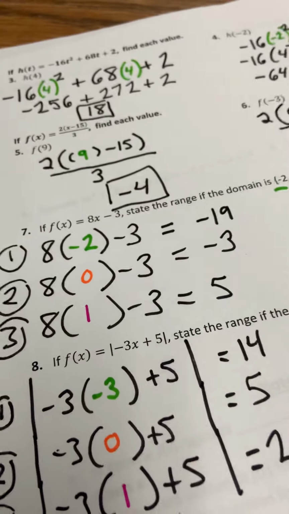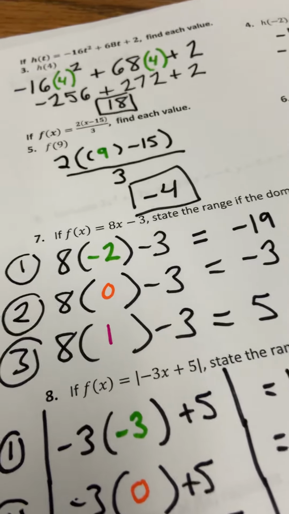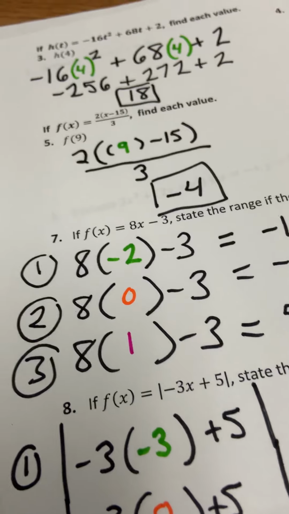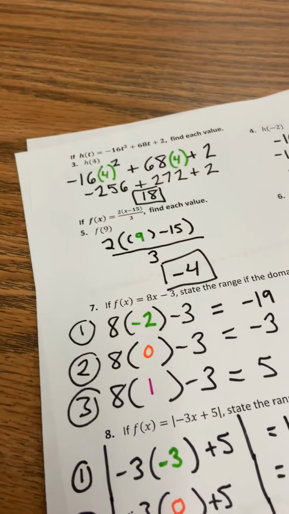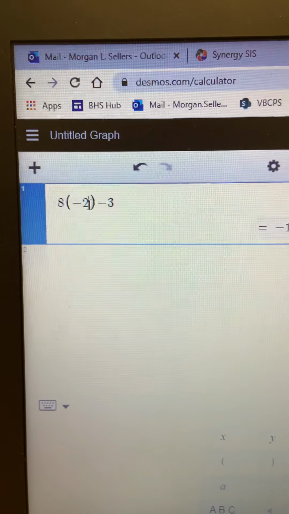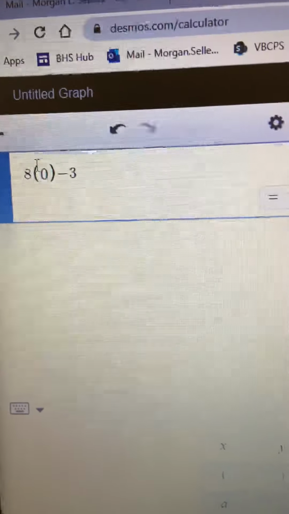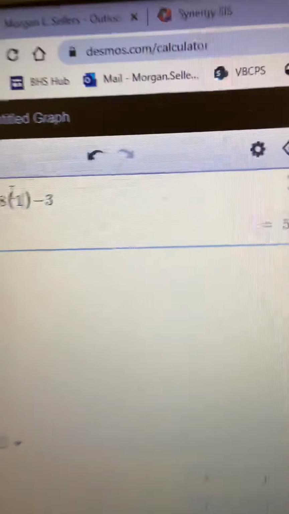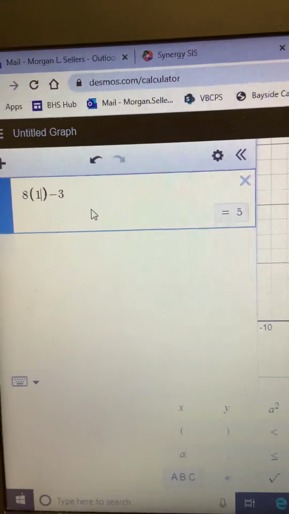Now you can do this in the calculator, and it's actually kind of nice. I'm going to show you this real quick. 8 times negative 2 minus 3. So 8 times negative 2 minus 3 gives me negative 19, right? So instead of having to type this over and over, 0 is my next thing. So I can just do that, and it tells me negative 3. And then 1. 5. See? So I could do that because I use my parentheses.